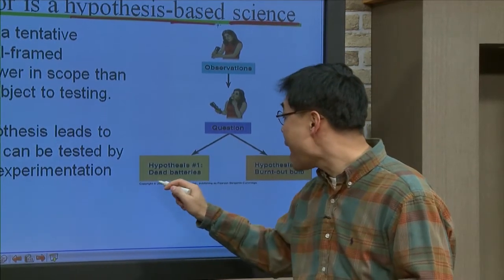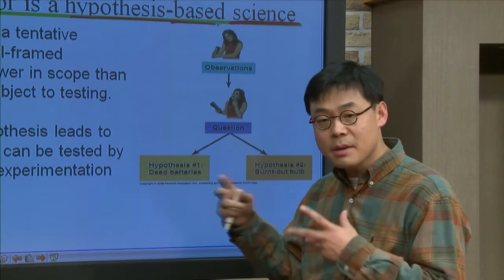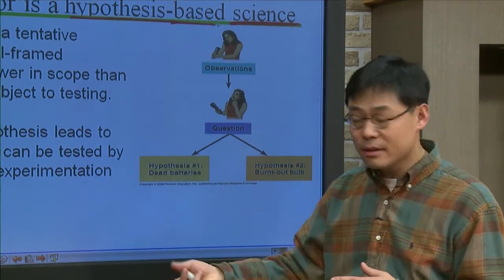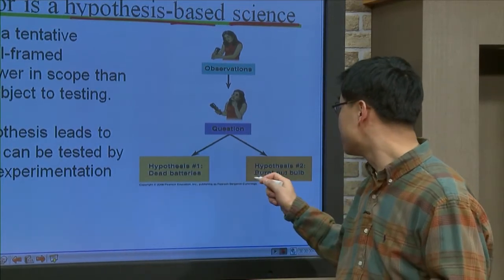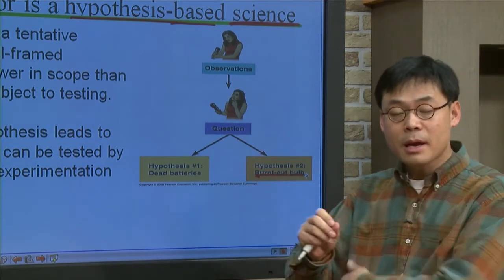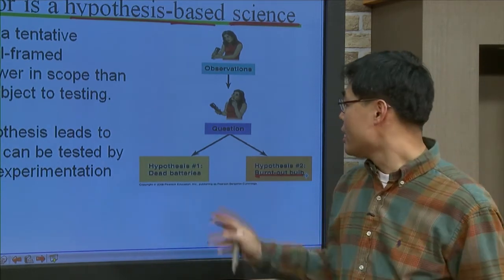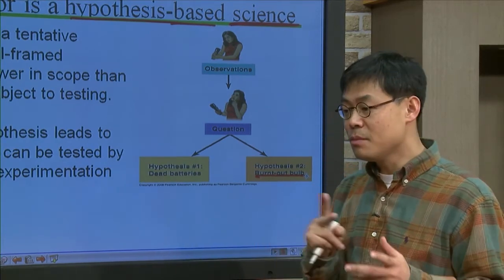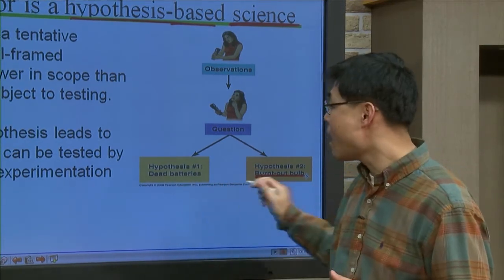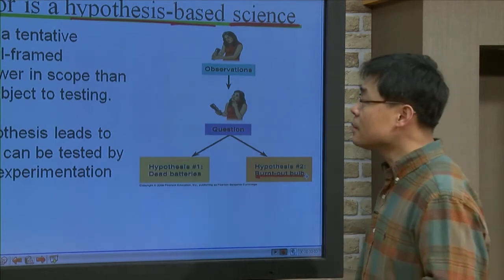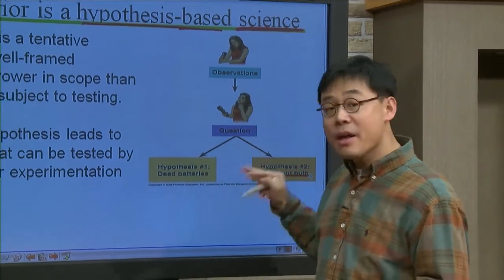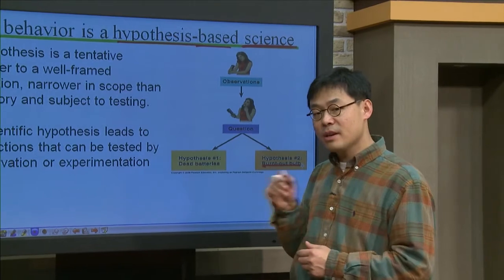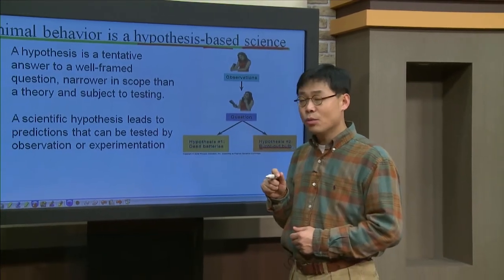Maybe the batteries are dead. The batteries, maybe they're gone. Or maybe you have a burnt-out bulb. The bulb has burnt out. There are maybe many other possibilities, but you may come up with these two hypotheses. So you generate hypotheses about why this flashlight doesn't work.